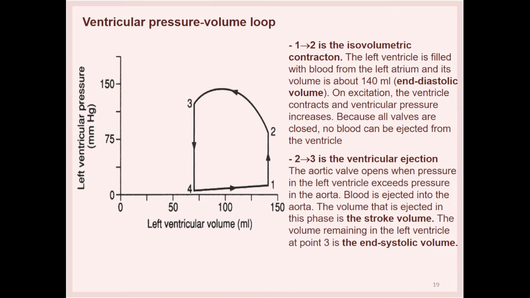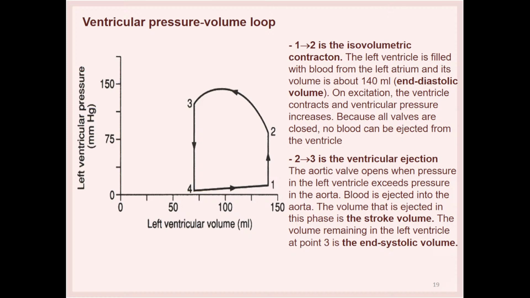What does this illustrate? The cycle begins during diastole at point 1. The left ventricle is filled already with blood from the left atrium, and its volume is, as you can see, around 140 milliliters. It is the end diastolic volume. Ventricular pressure is low because the ventricular muscle is relaxed. On excitation, the ventricle contracts and ventricular pressure increases. You can see the upward direction of the arrow showing the increase of ventricular pressure. Because all valves are closed, no blood can be ejected from the ventricle. So this is the isovolumetric contraction.